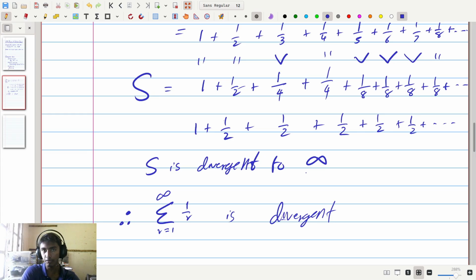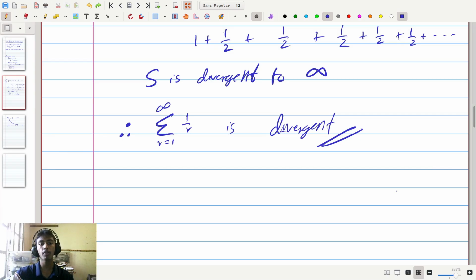If you add enough terms, you can get to any number in the real numbers and pass all of them and go to infinity. So even though this sum satisfies our rule where each of the terms gets smaller and smaller, as in the limit as n approaches infinity of that term, which is 1 divided by n, is equal to 0, when you add all of the terms together, the sum is not convergent. It is divergent to infinity.